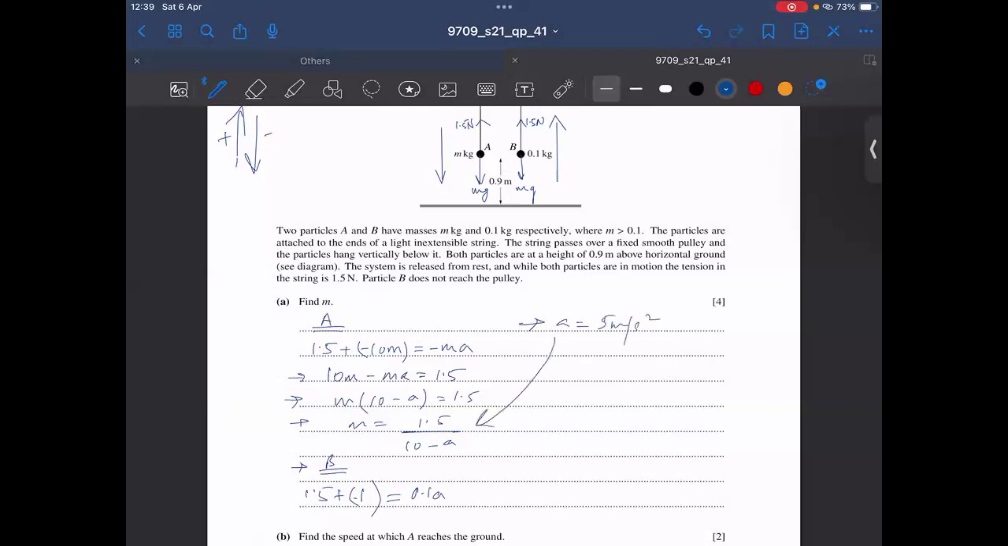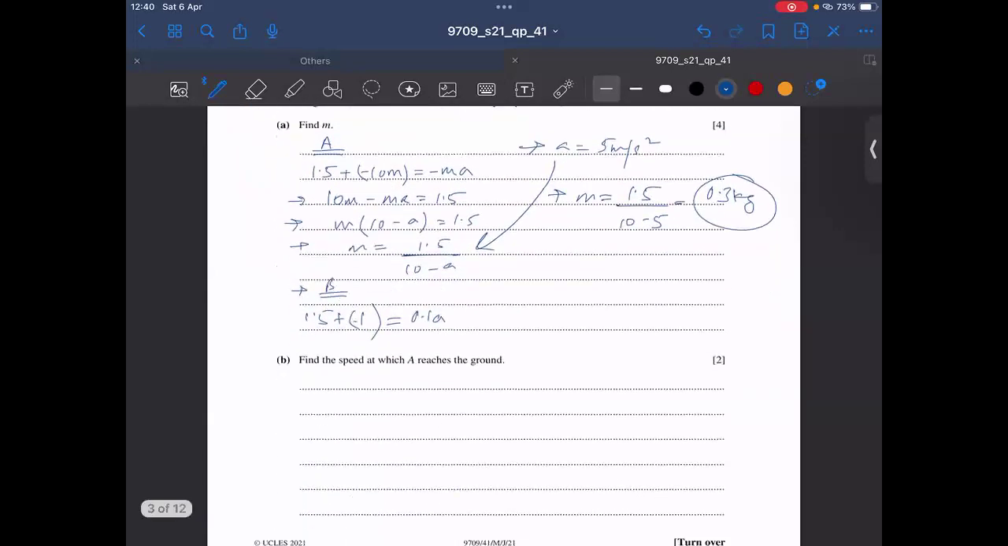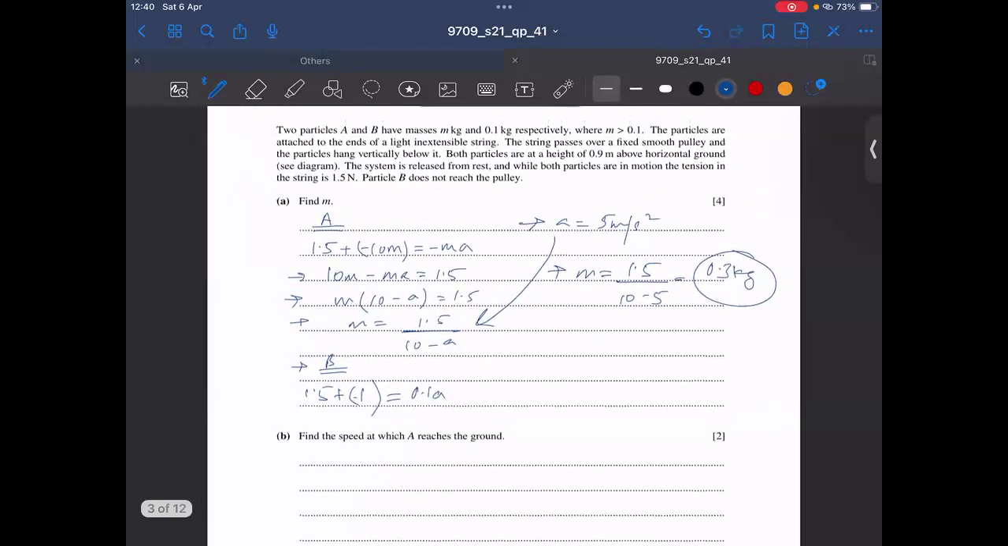You're going to substitute over here and calculate M. It's going to be 1.5 divided by 10 minus 5. 1.5 divided by 5 is what? 0.3 kilograms. Is it clear to all of you, Ms. Aisha, Ms. Amna, and Mr. Mustafa? Yes, sir. Okay, 0.3. And find the speed at which A reaches the ground.